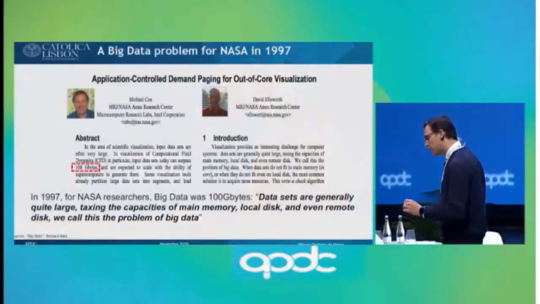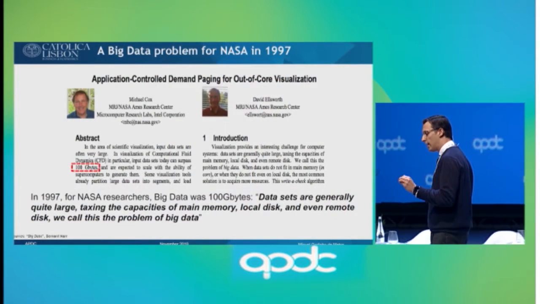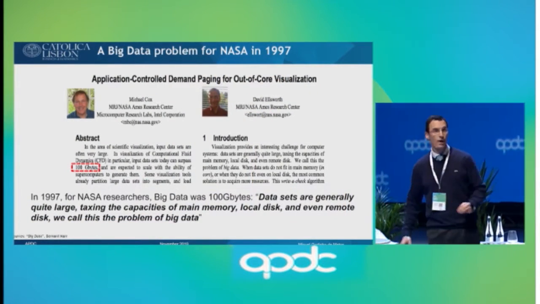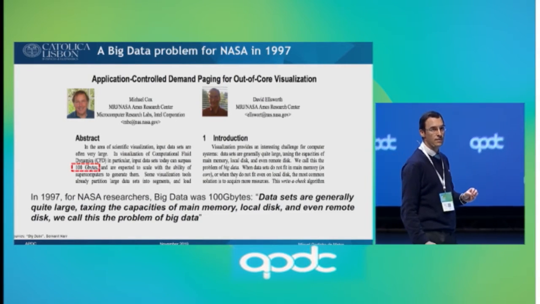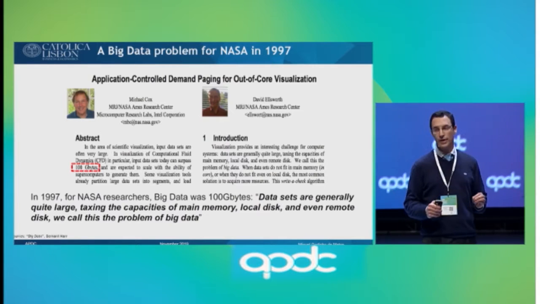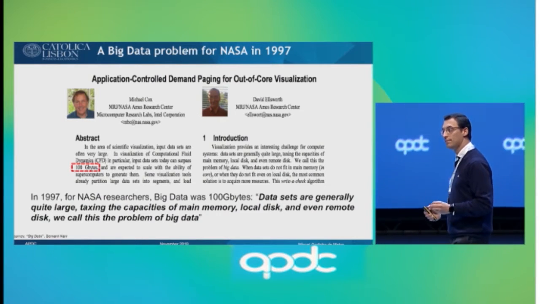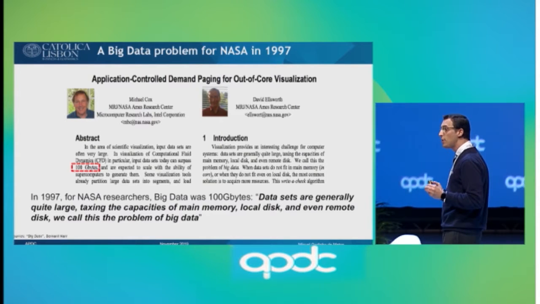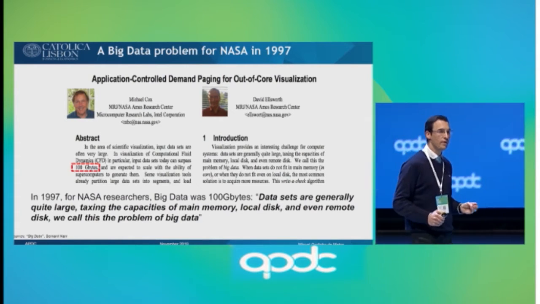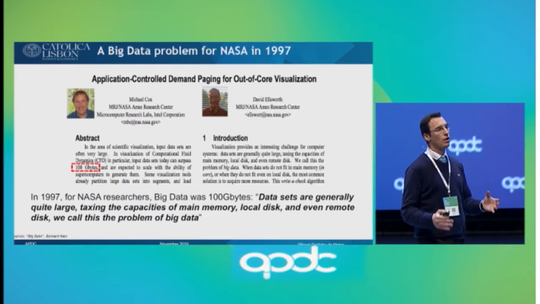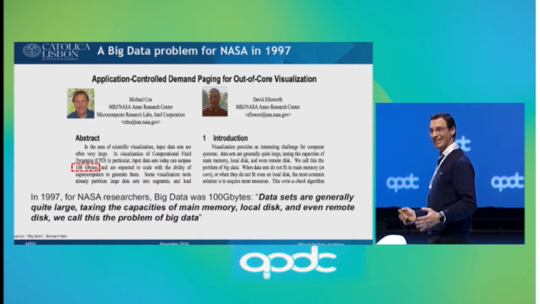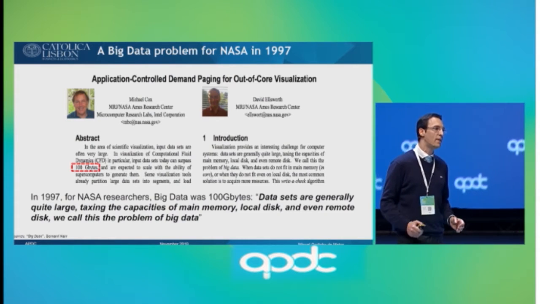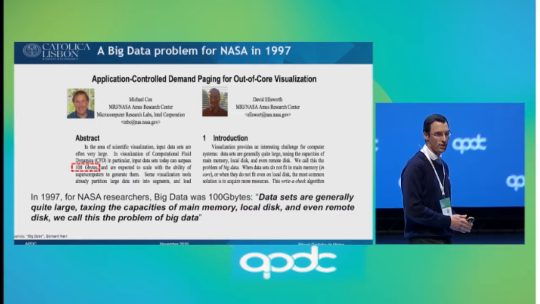My story starts in 1997, when Michael Cox and David Ellsworth started trying to visualize large data sets of gases coming out of airplanes. The problem was that they had so much data coming their way that it wouldn't fit the memory of their computers, local disk, or remote drives that they had. For them, at NASA in '97, a big data problem was 100 gigabytes of information.